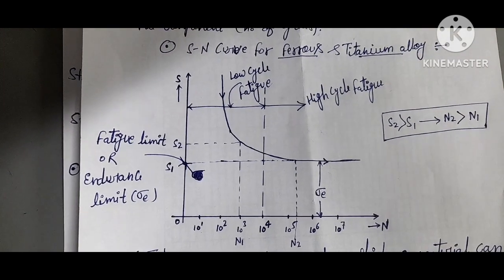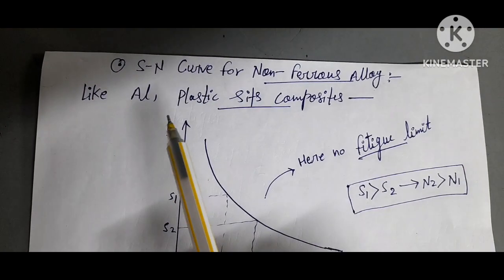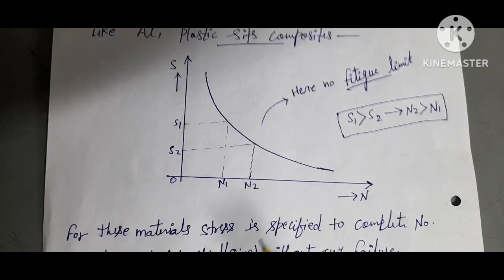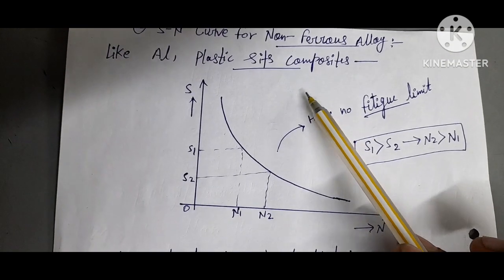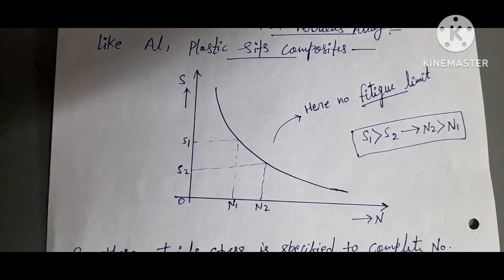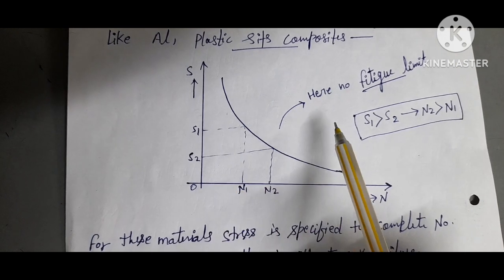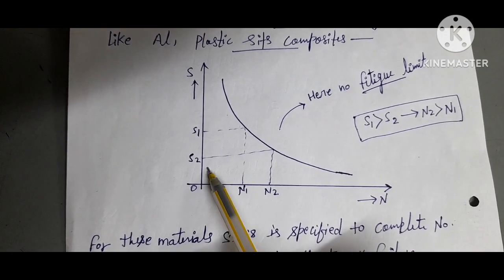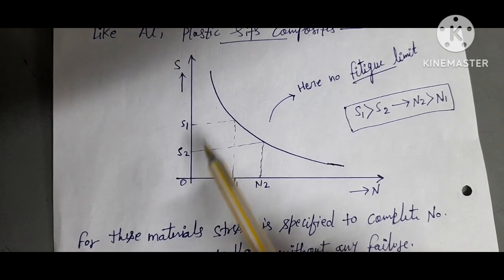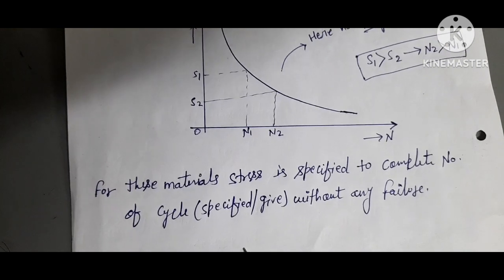Now we are talking about the SN curve for non-ferrous material. Non-ferrous materials like aluminium, copper, plastic and its composites. So here friends, non-ferrous material has no fatigue limit. Here no fatigue limit is given. You see here as well, if S1 is greater than S2, then N2 is greater than N1, because if stress increases, then the number of cycles will decrease.